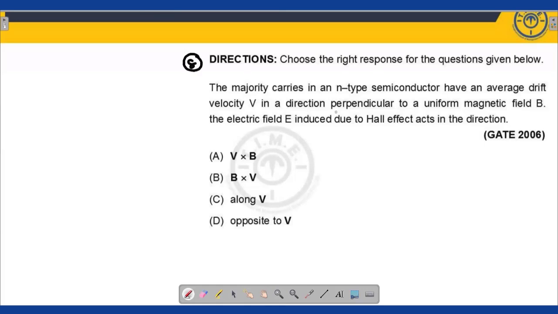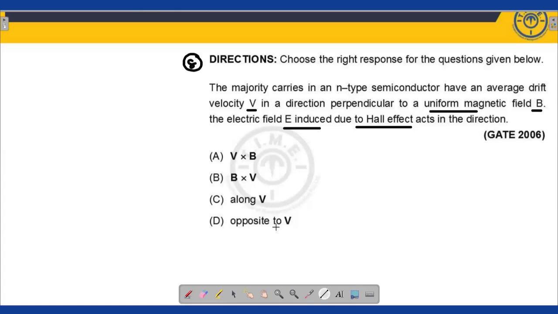The majority carriers in an n-type semiconductor have average drift velocity v in a direction perpendicular to the uniform magnetic field B. The electric field E induced due to the Hall effect acts in the direction. So he has given the four options: B cross V, V cross B, along V, opposite to V, my dear friends, which is this one.